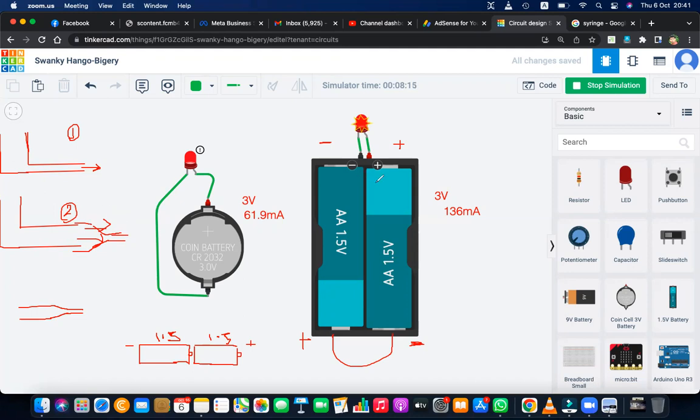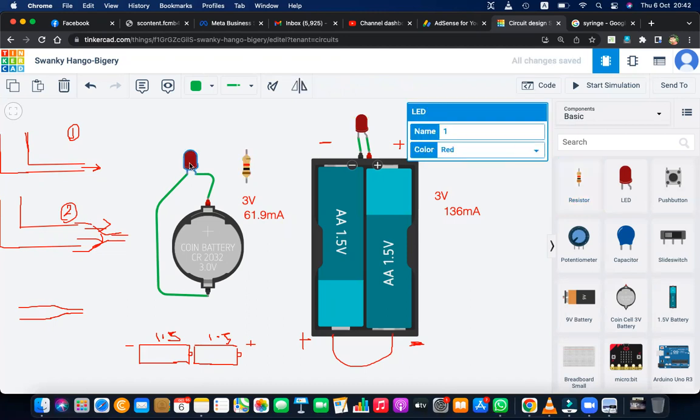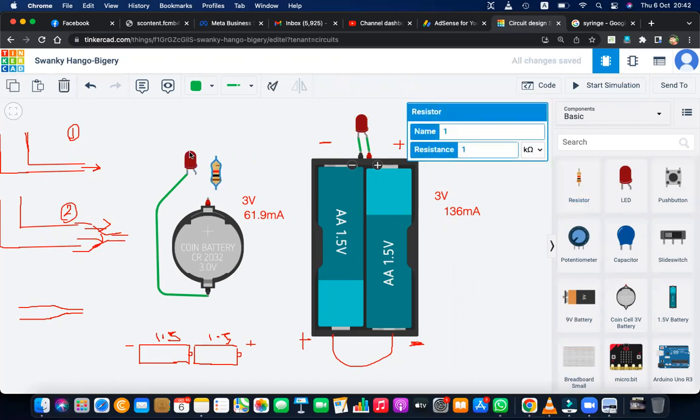How do we control this in electronics? With a resistor. Yes, very good. We can use a resistor. That is the solution, right? Let's use a resistor now. I'm going to connect the resistor in series. The resistor will slow down my current flow.